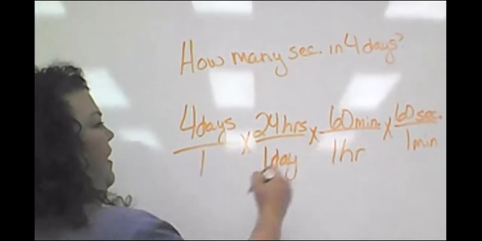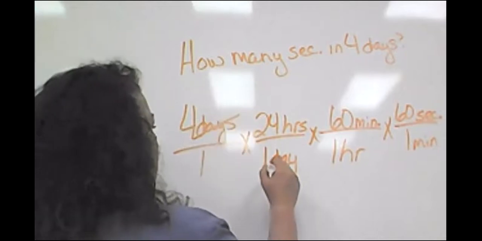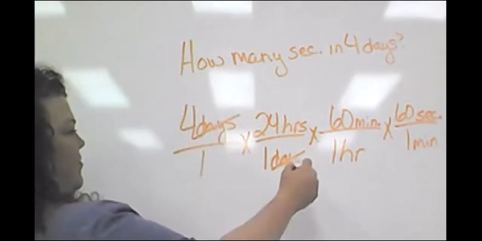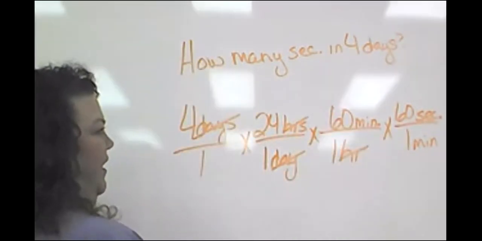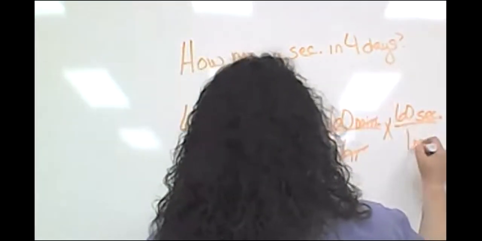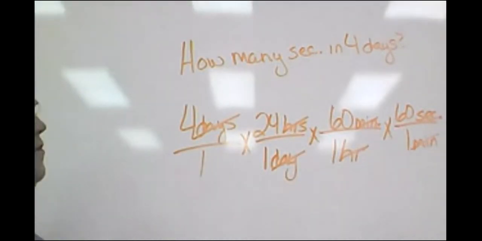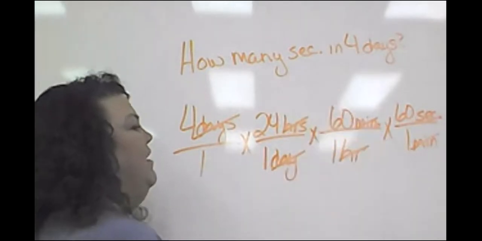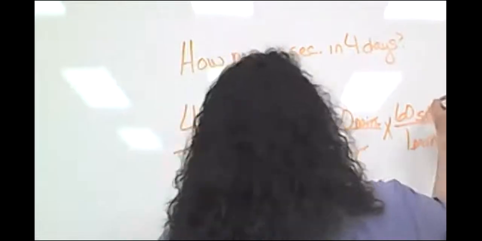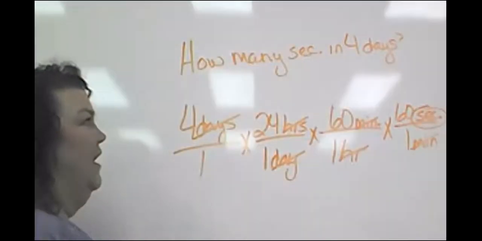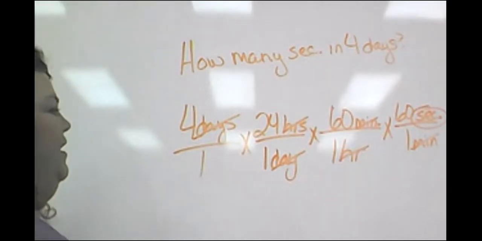So let's go ahead now that we have our equation set up. We're going to cancel out our like units. Days are diagonal, so I can cancel those. My hours, they're diagonal, I can cancel those. And I can cancel out my minutes because they are diagonal from one another. So you see, it's very important to watch how you're setting your equation up so that you can cancel your units out accordingly. And the only unit of measure left is seconds, which is what we are looking for. How many seconds in 4 days?